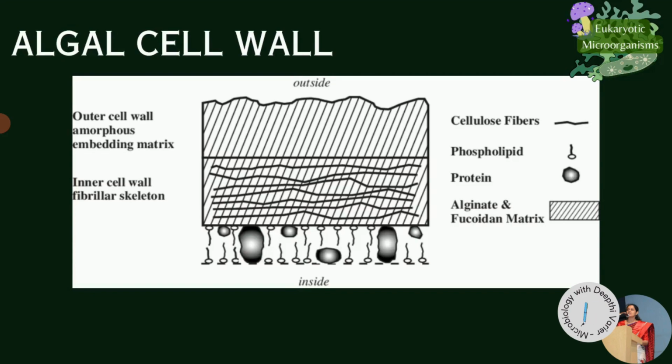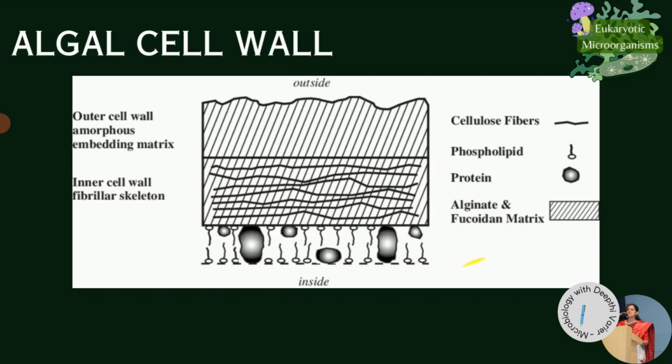So we can see that there is cellulose. These are the cellulose fibers. The cellulose is commonly present. Hemicellulose is also commonly present in the cell wall. But apart from that, the presence of pectin, chitin, lime, silica, these are all different from one algal cell wall to the other.